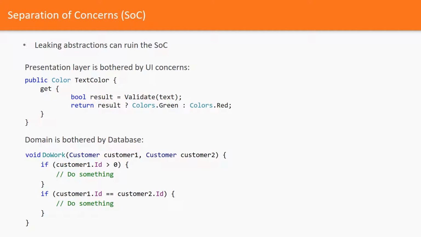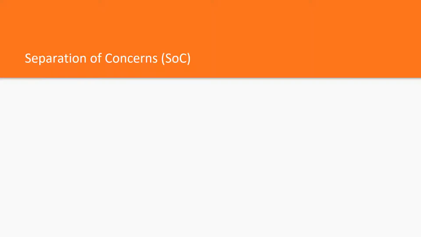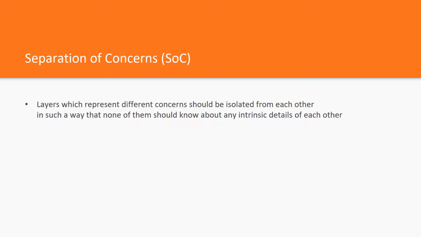Another good example is when domain logic operates with unique identifiers stored in a database. In such a case, a concern of persistence is mixed with the domain logic. Domain logic should be agnostic regarding any persistence mechanisms. Actually, there are tons of examples of leaking abstractions. Keep in mind that layers which represent different concerns should be isolated from each other in such a way that none of them should know about any intrinsic details of each other.